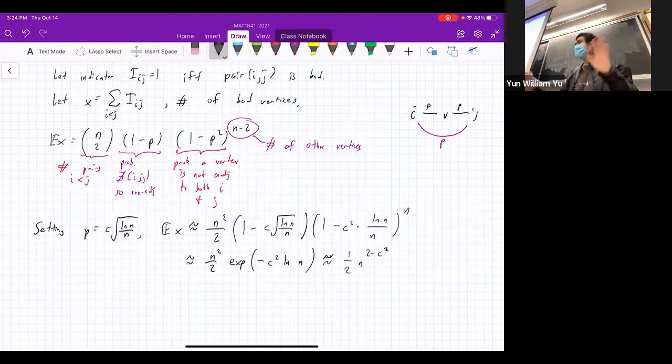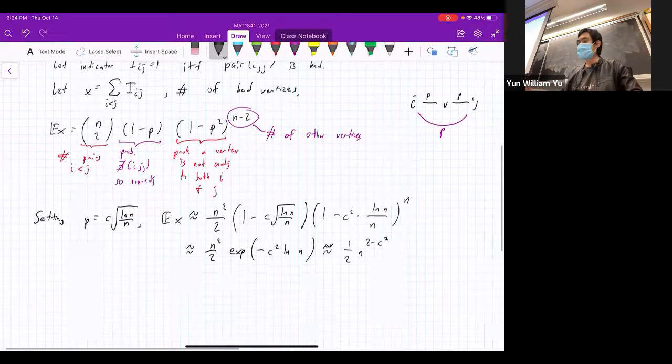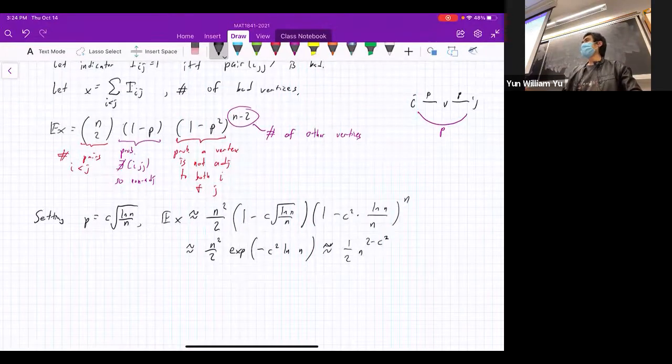which is approximately 1/2 n to the 2 minus c squared. Okay, so like I said, we're playing really fast and loose with approximations, but since we only care about asymptotics, this roughly speaking works out. Is everyone all right with that? I have just suddenly done a ton of approximations all at once.